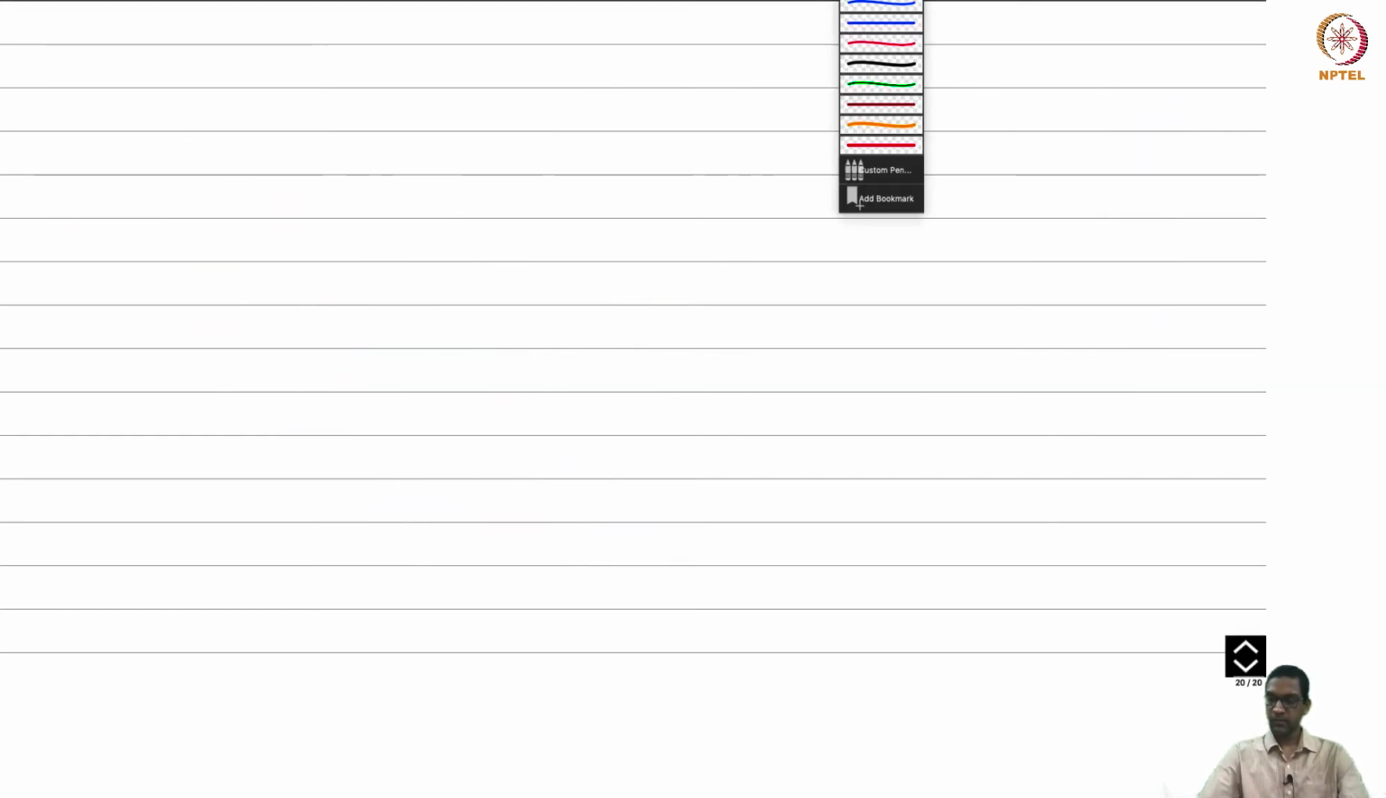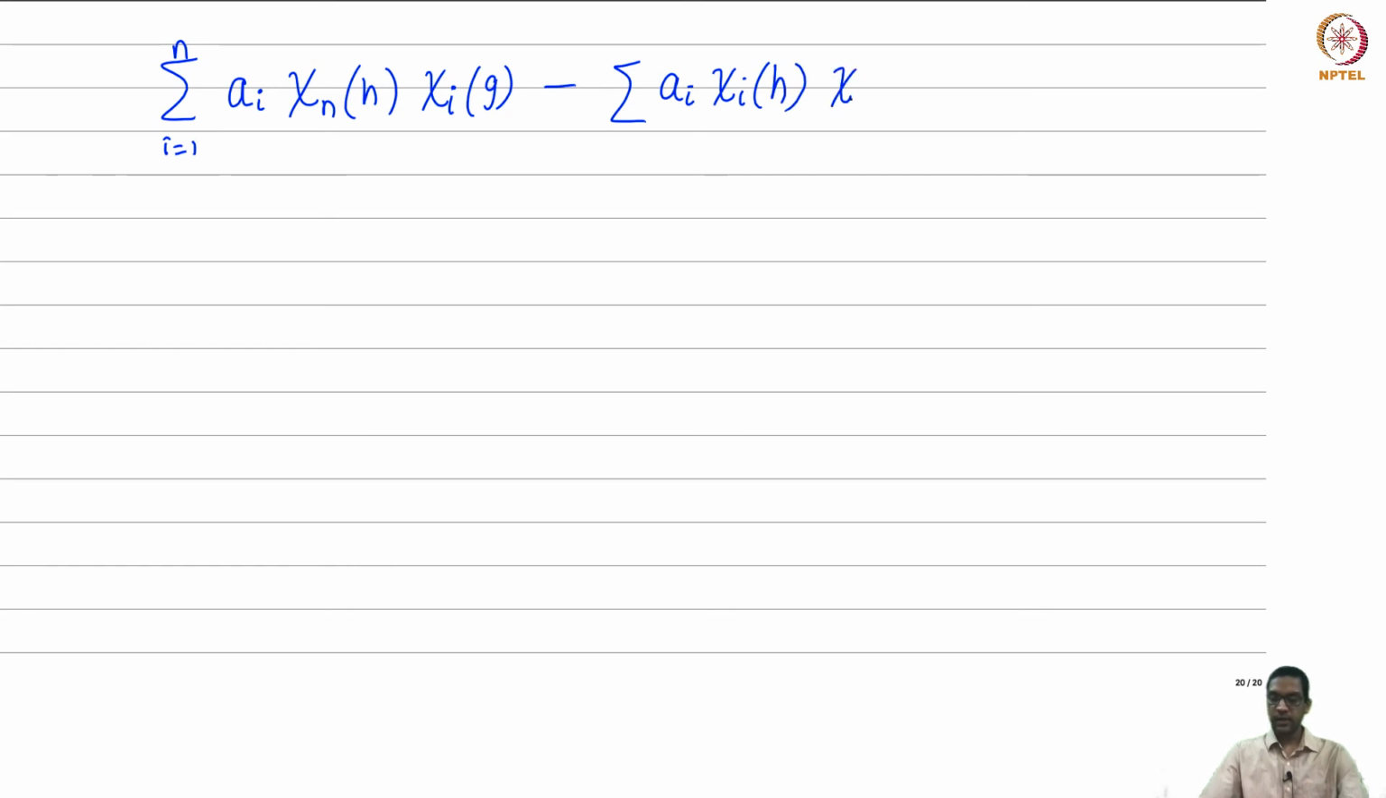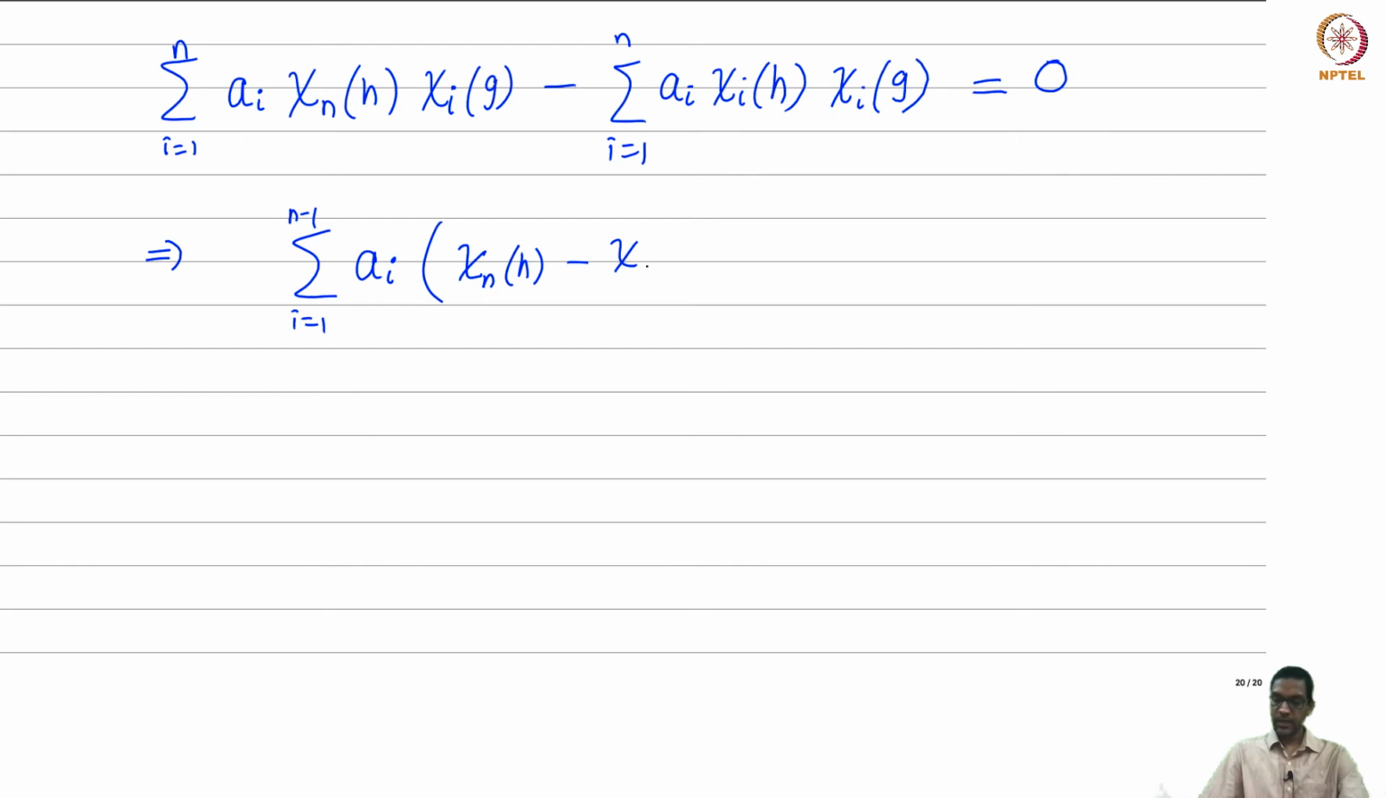Let's do that and see what we get. The summation now goes only from 1 to n minus 1, because the last term is going to get cancelled. Let's write everything out for the moment: the sum of a_i chi_n of h, chi_i of g, which is my first equation multiplied by chi_n of h, minus the summation a_i chi_i of h, chi_i of g, from 1 to n. This difference is of course also 0. But now observe that the nth terms in these two summations cancel each other. So I can rewrite this as the sum from 1 to n minus 1 of a_i times chi_n of h minus chi_i of h, times chi_i of g, is 0.